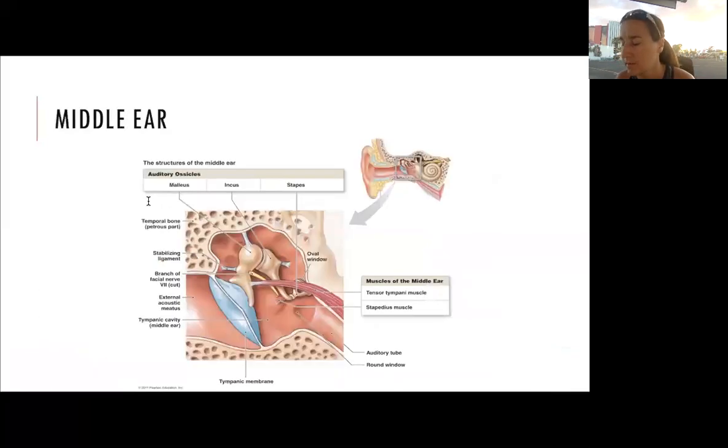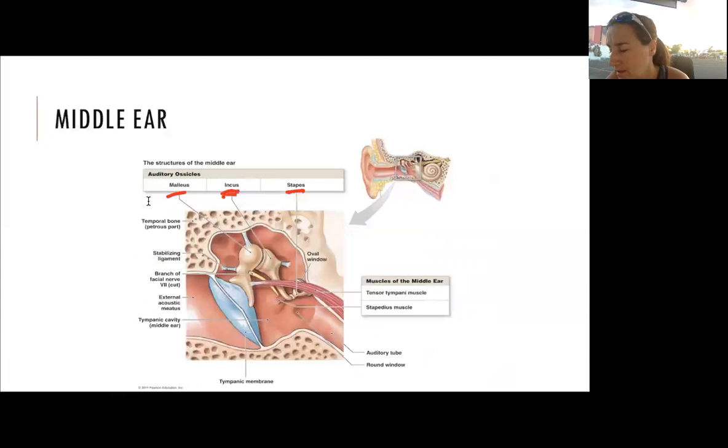So here's another close-up of that middle ear with the ossicles. We have the malleus, the incus, and the stapes. As the sound waves hit, the tympanic membrane moves every time a sound wave hits. It's going to move, and it's going to push on the malleus or the hammer. The hammer is going to hit the incus, which is kind of like an anvil. The hammer is beating the anvil.